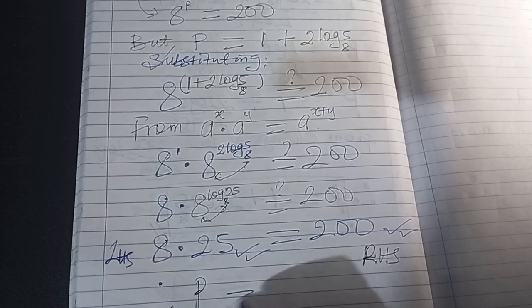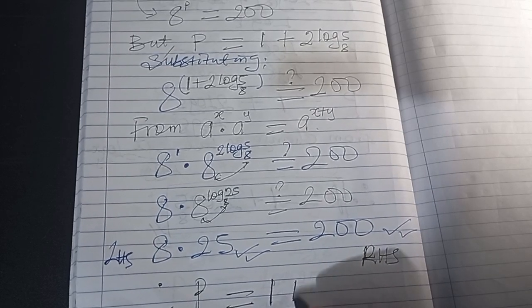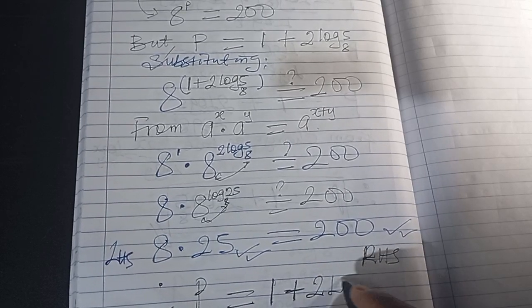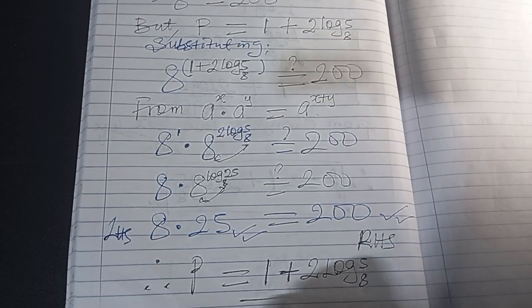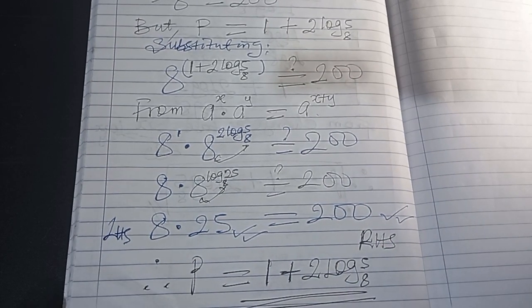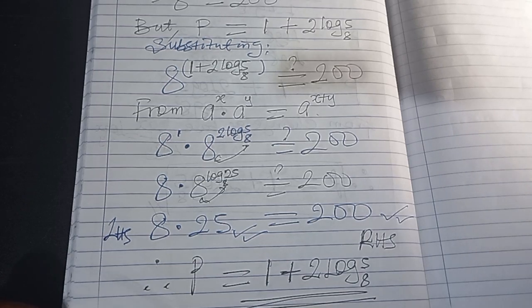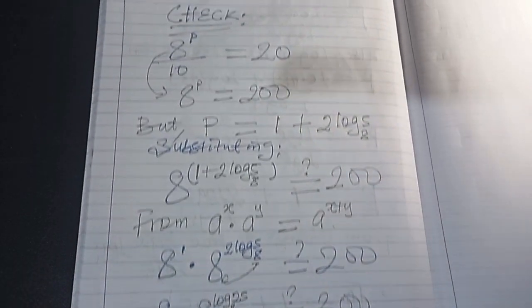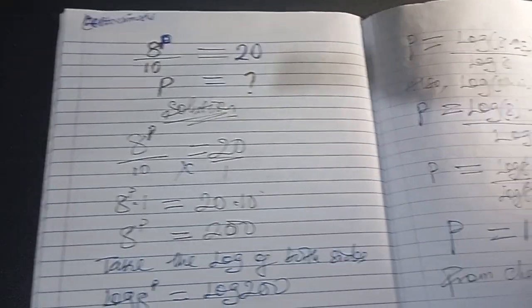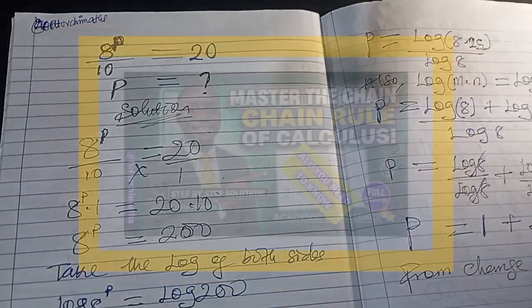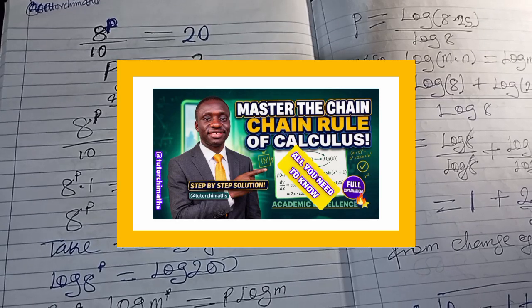Therefore, p is equal to 1 plus 2 log 5 base 8. Okay, that is the correct answer for the value of p. Alright, please, you can go through it and observe what I have done.